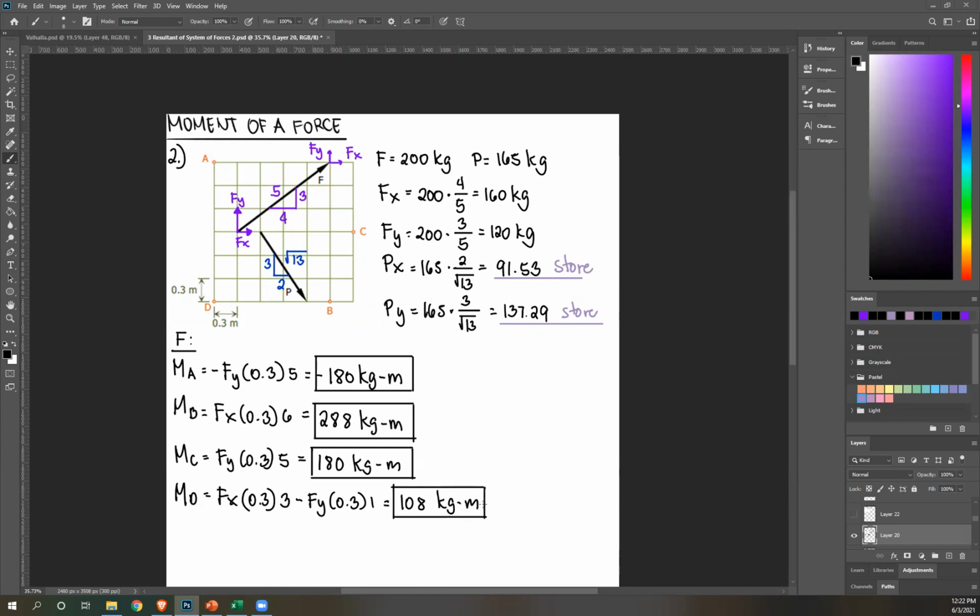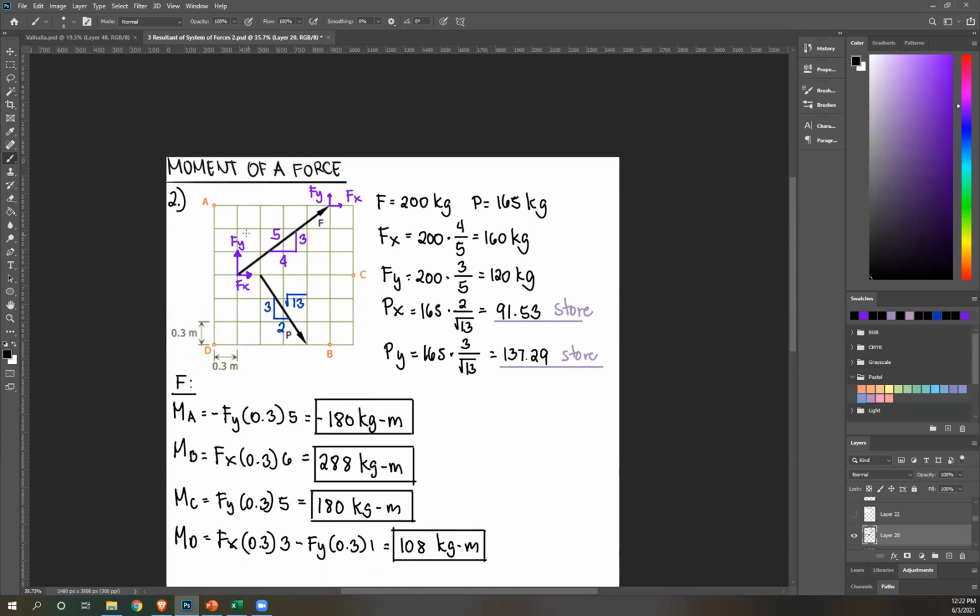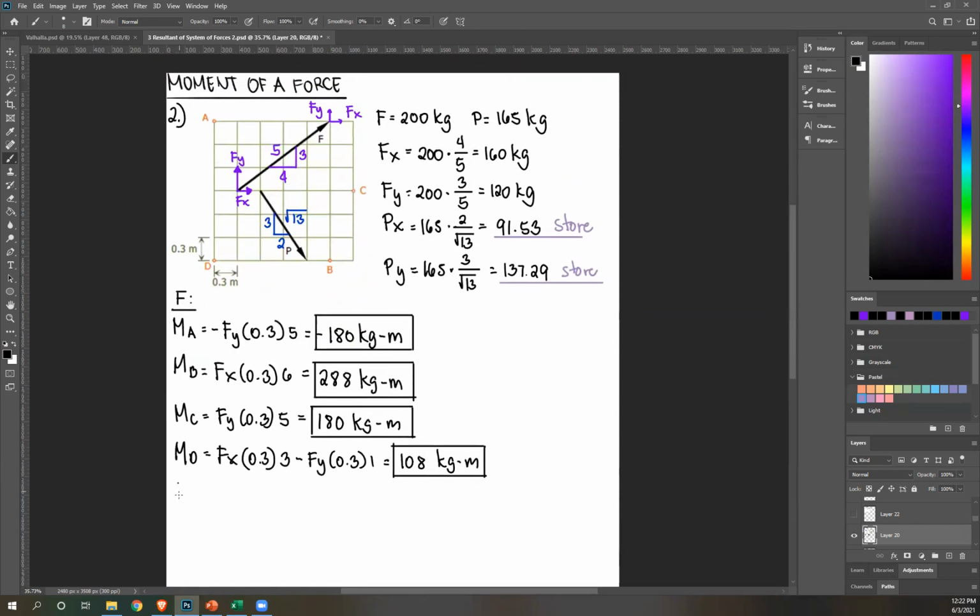Okay, so you don't really have to find a point where one of your components cancels out. You can just solve it plainly, wherein you take both components. So that's still allowed. We're done with force F. Let's move on to force P.